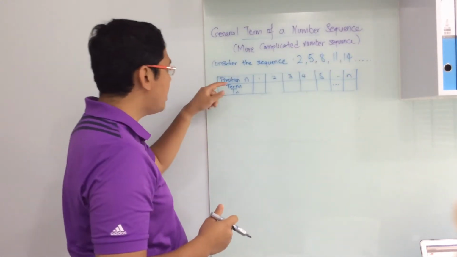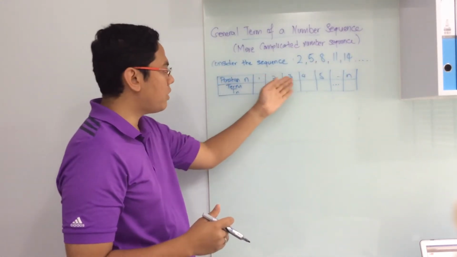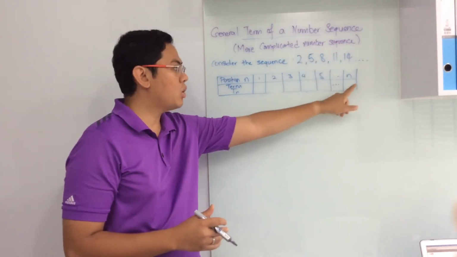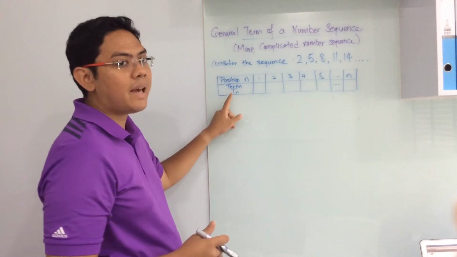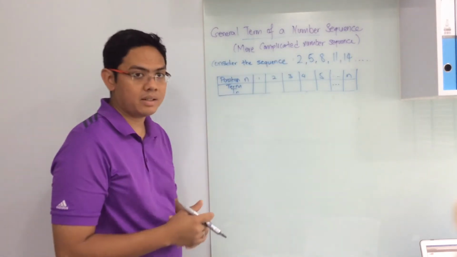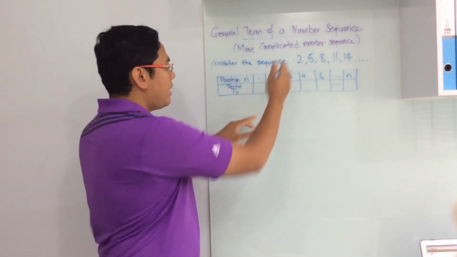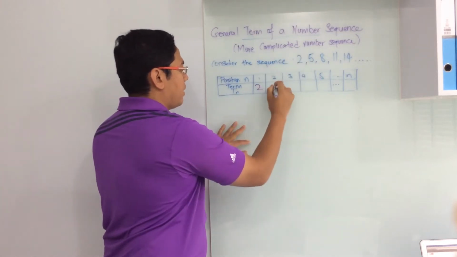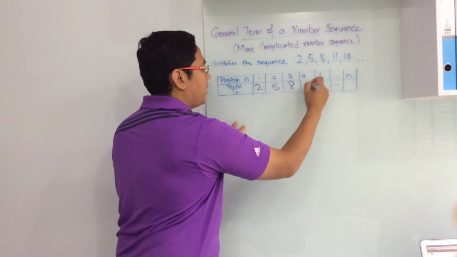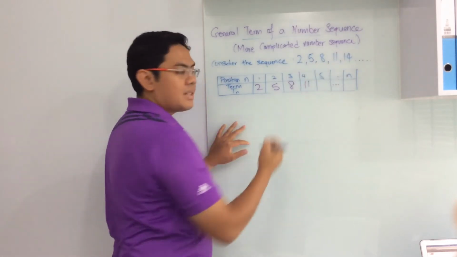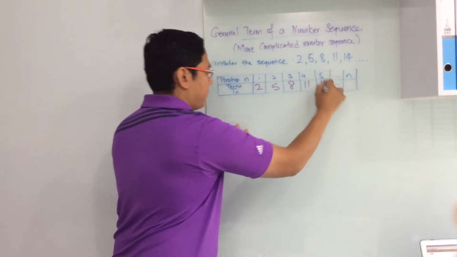Two rows: position n, 1, 2, 3, 4, 5, and so on. Our goal here is to find the nth term, Tn. So let's fill in the spaces. For position 1, it is 2, then 5, the third term is 8, the fourth term is 11, and the last term is 14.